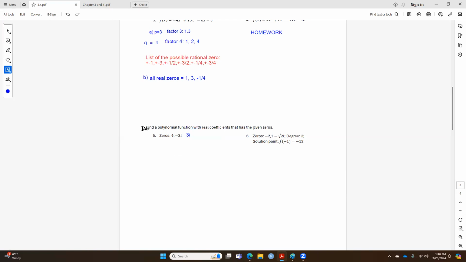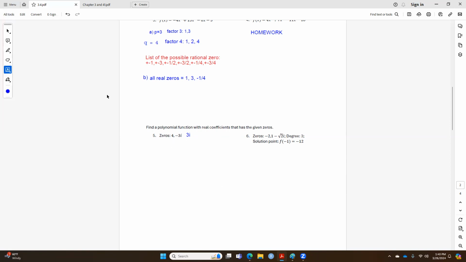So make sure you guys know this is very important. The conjugate zeros only happen on what? Two types of zeros. If you have i or a square root. So if you have i or square root, then we will have the conjugate pairs. But if you have just a normal number like 4 or negative 3 or negative 1, we don't have a conjugate on it. Okay.